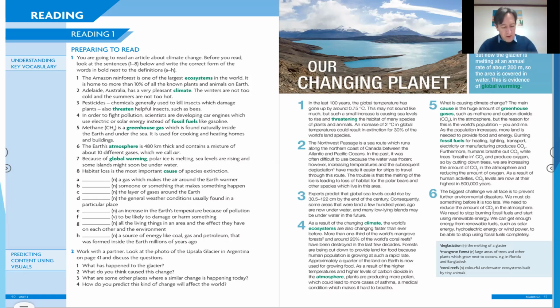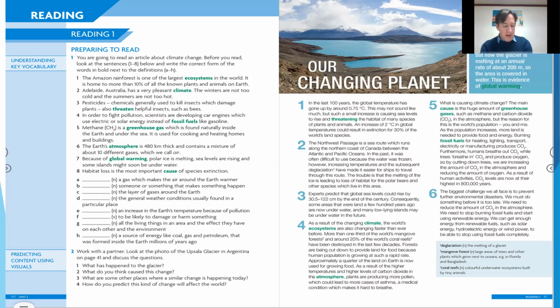D, the general weather conditions usually found in a particular place, climate. So you might hear in English talking about the climate of different countries or different cities. Look at number 2. Adelaide, Australia, has a very pleasant climate. The winters are not too cold and the summers are not too hot. E, an increase in the Earth's temperature because of pollution. Okay, so that is global warming.